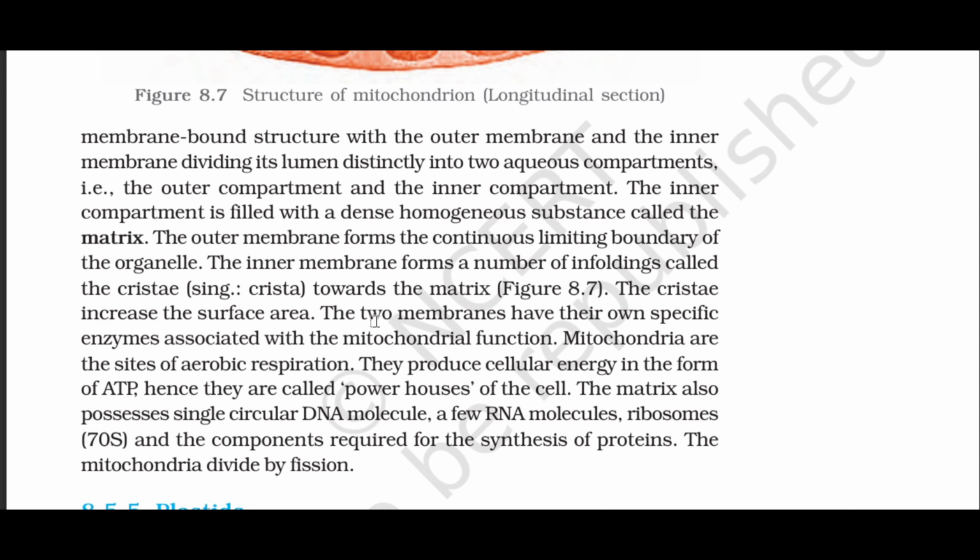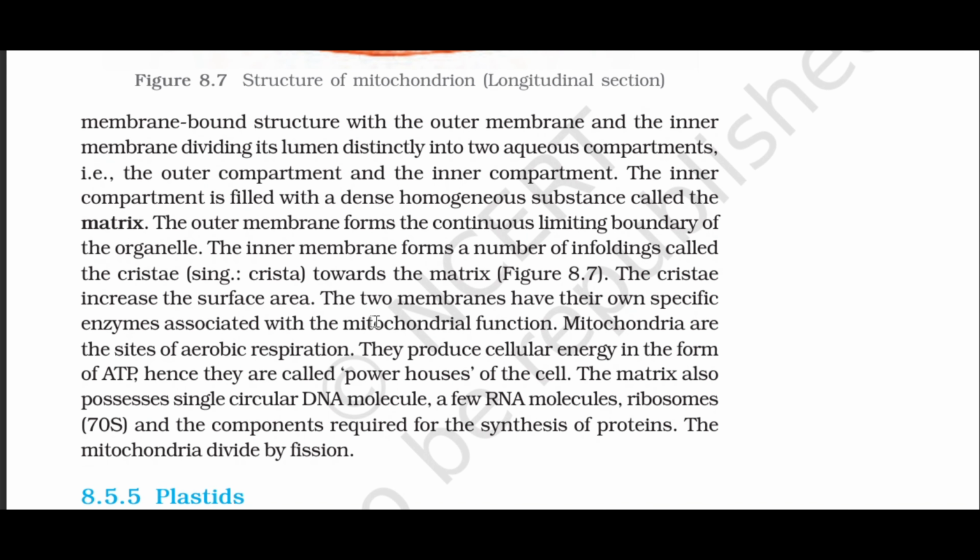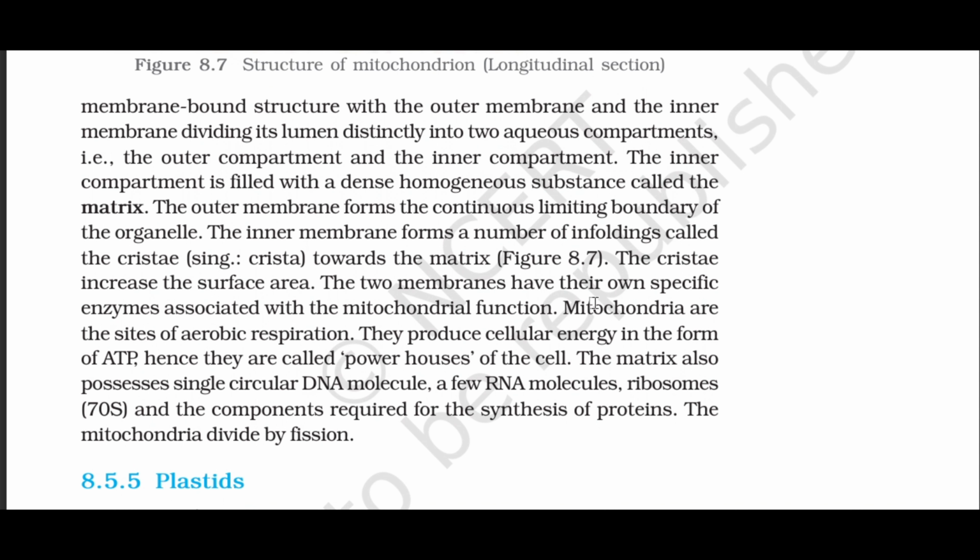The two membranes have their own specific enzymes associated with the mitochondrial function. Mitochondria are the sites of aerobic respiration. They produce cellular energy in the form of ATP, hence they are called powerhouses of the cell. The matrix also possesses single circular DNA molecule, a few RNA molecules, ribosomes, 70S, and the components required for the synthesis of proteins. The mitochondria divide by fission.